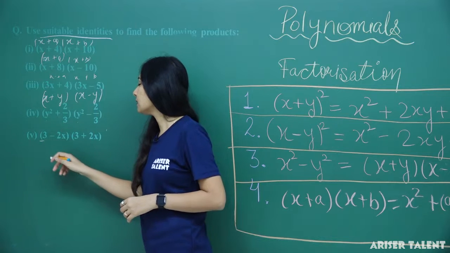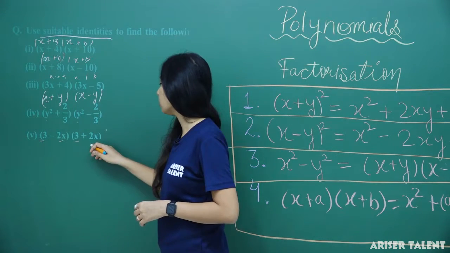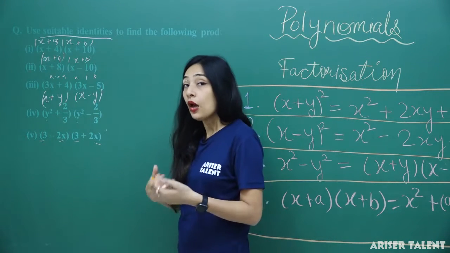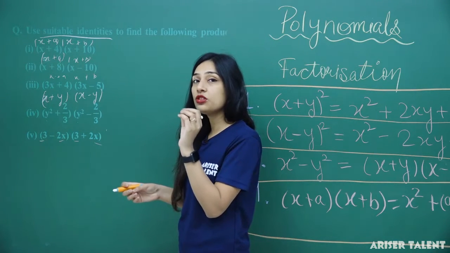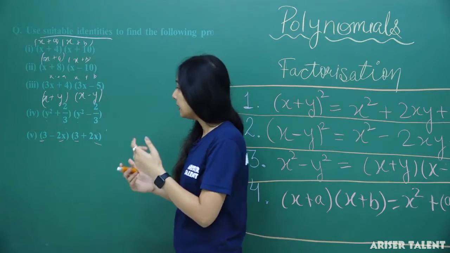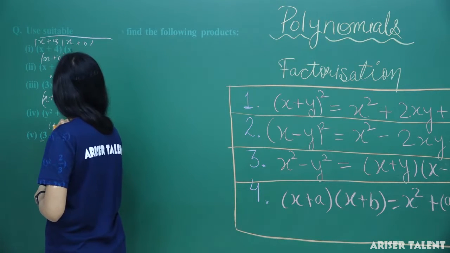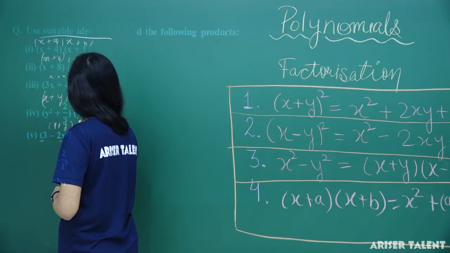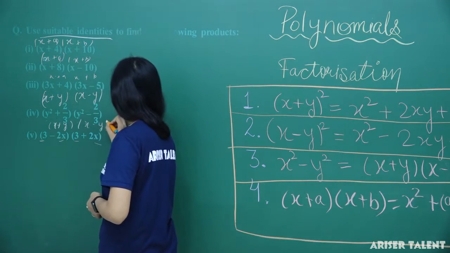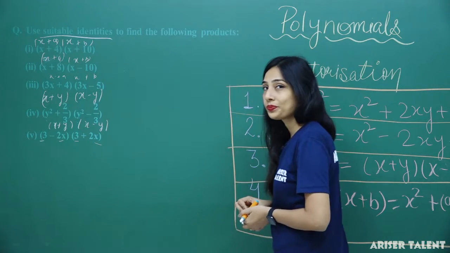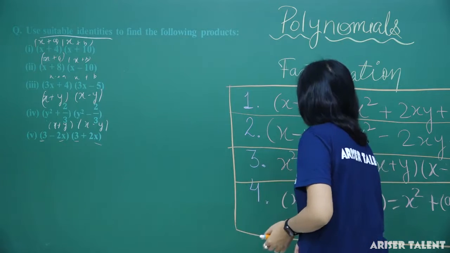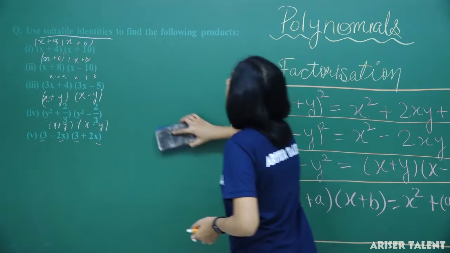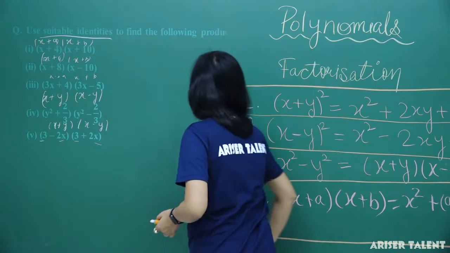Now, in that case, this is 3, this is 3, this is 2x, this is 2x. That means again, which kind of identity? Only the sign is changed, from minus to plus. In that case, we will also say that I am going to use the x plus y, x minus y identity in that case also. Understood? Okay. So, let us solve this.